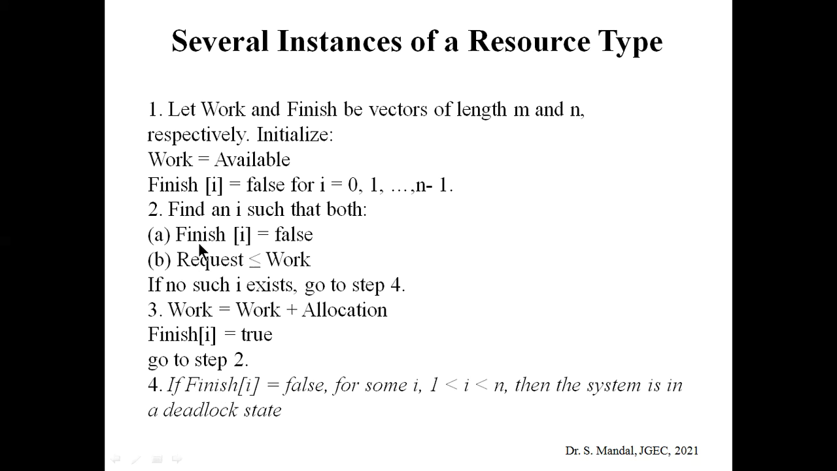Instead of need, there is request, and instead of finding the value where finish is true, we want to find out the value of finish equal to false. That means where deadlock happens. That is the same as the banker's algorithm, so we do not discuss it in detail.